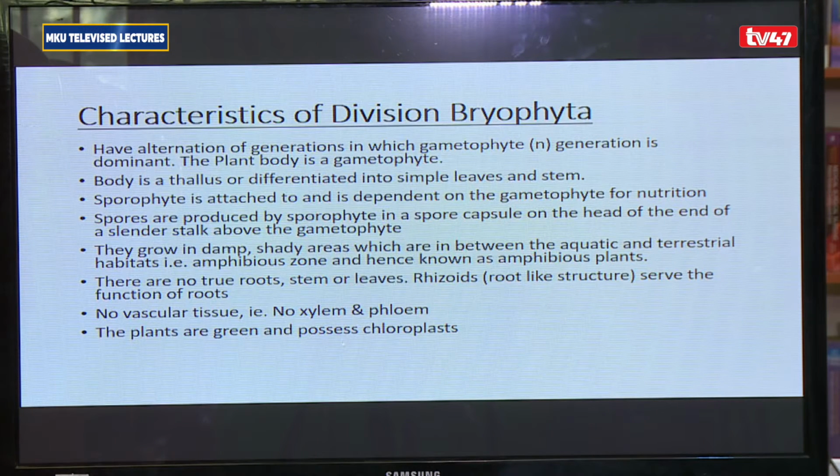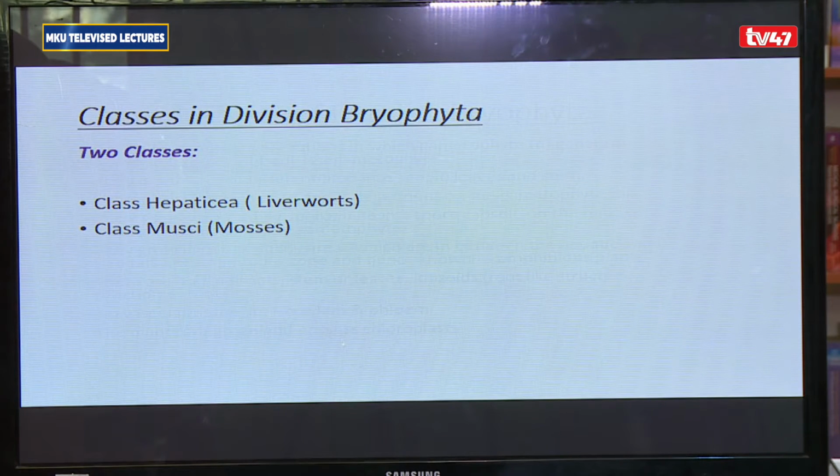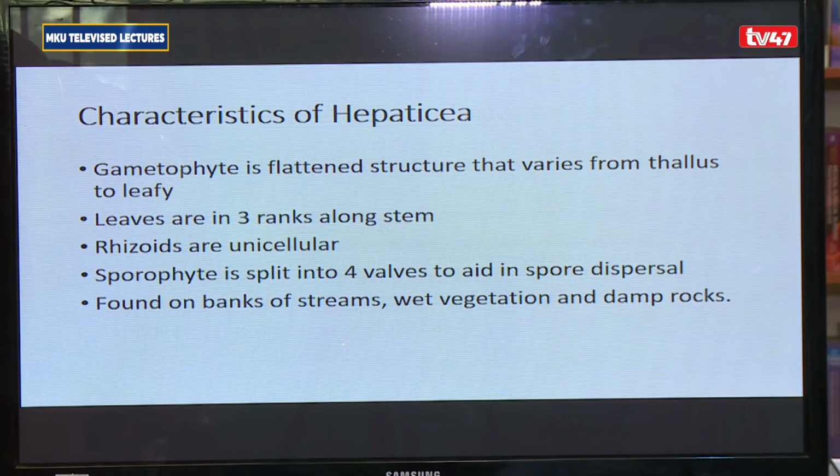Now, for division Bryophyte, this division has two classes. We have the class Hepaticae, comprising of liverworts, and the class Mossy, comprising of mosses. For characteristics of organisms or bryophytes in the class Hepaticae, that is the liverworts, the gametophyte is either flat and is a thallus, or it can be leafy.